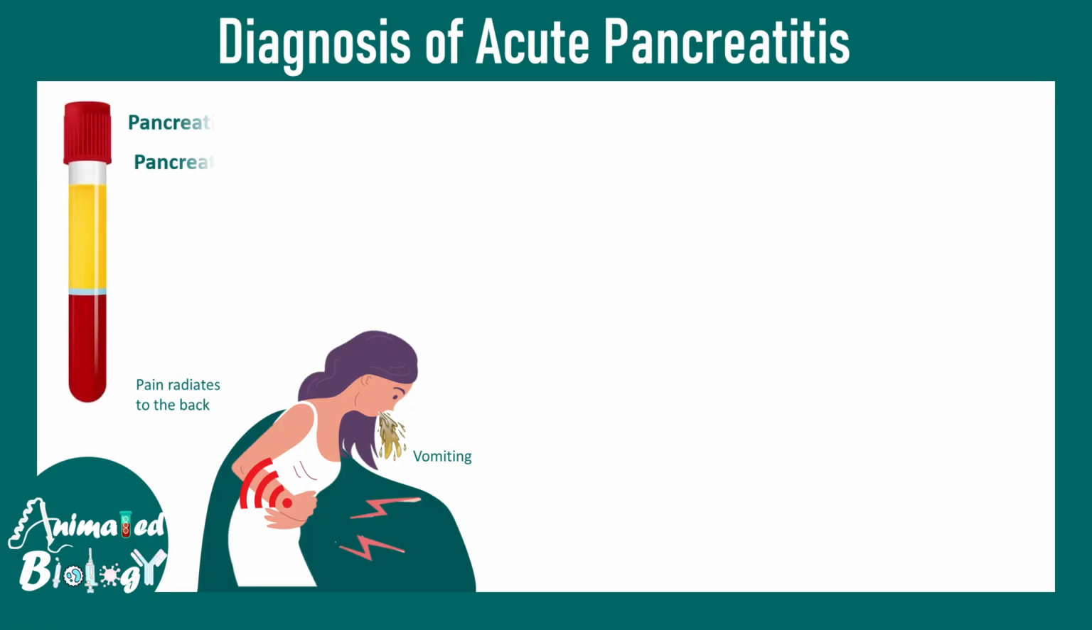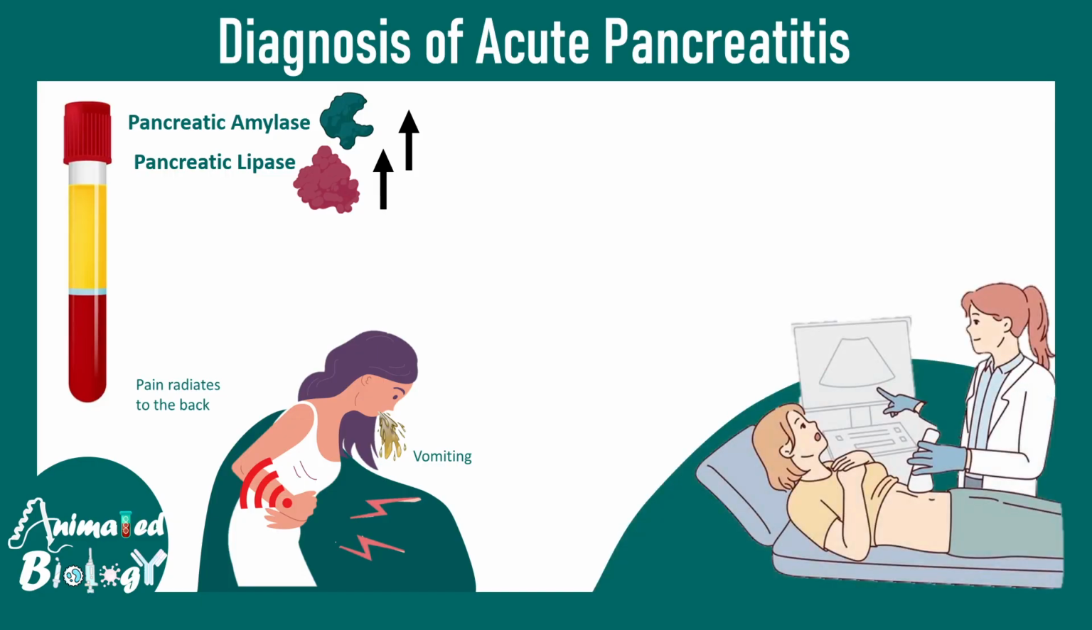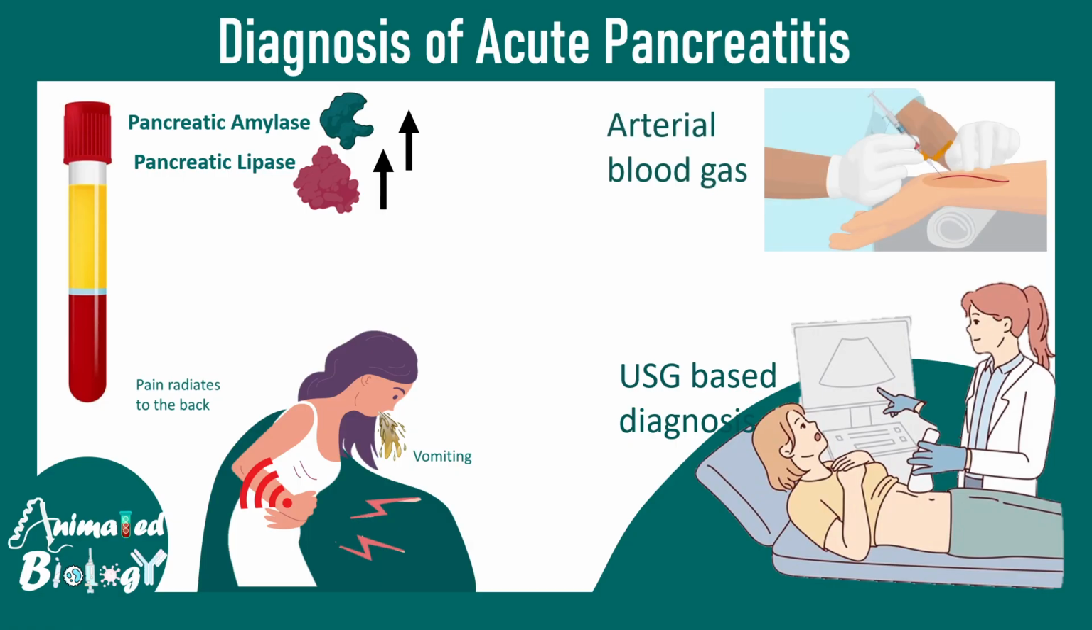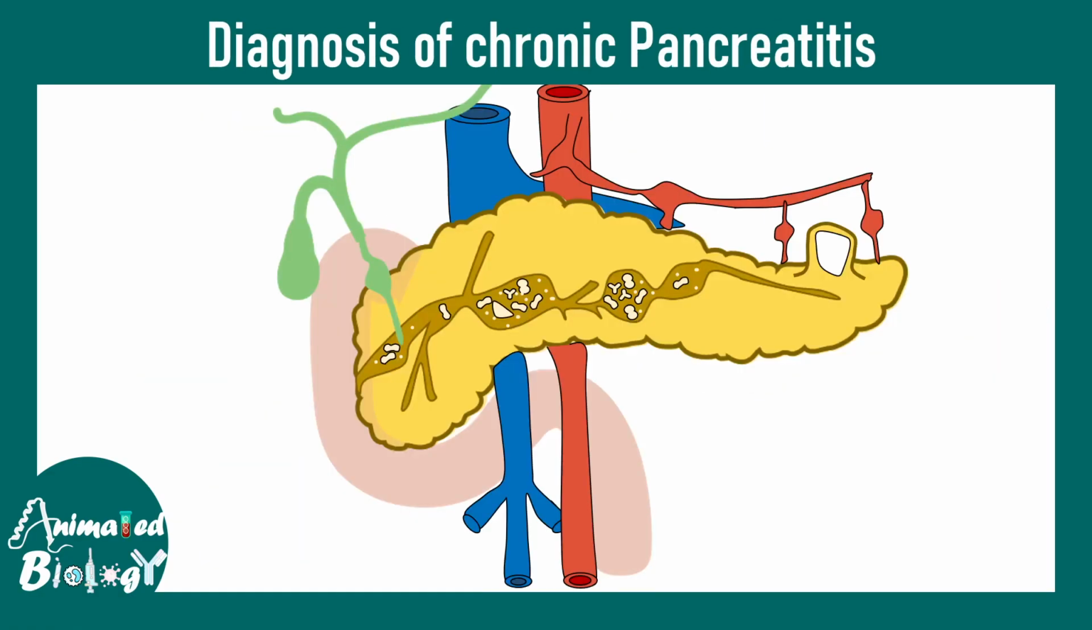Acute pancreatitis can be detected on the basis of pancreatic amylase and pancreatic lipase levels, and obviously sometimes imaging results would also be helpful, such as USG based imaging, or arterial blood gas measurement could be useful. But diagnosis of chronic pancreatitis is mostly dependent on imaging based studies.